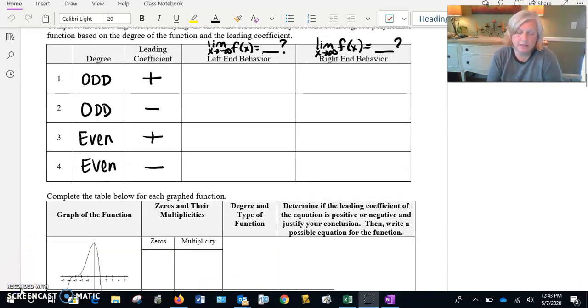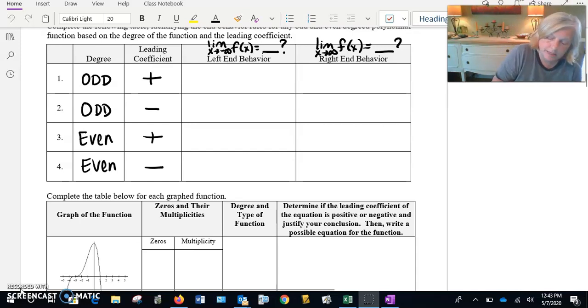Okay, now that you've answered and come to your own conclusions above, let's see if you can fill in this chart, which is right below. Notice that I have put the 4 cases that we're looking at here. We have our odd, both positive and negative lead coefficient, and we have our even, which is both positive and negative lead coefficient.